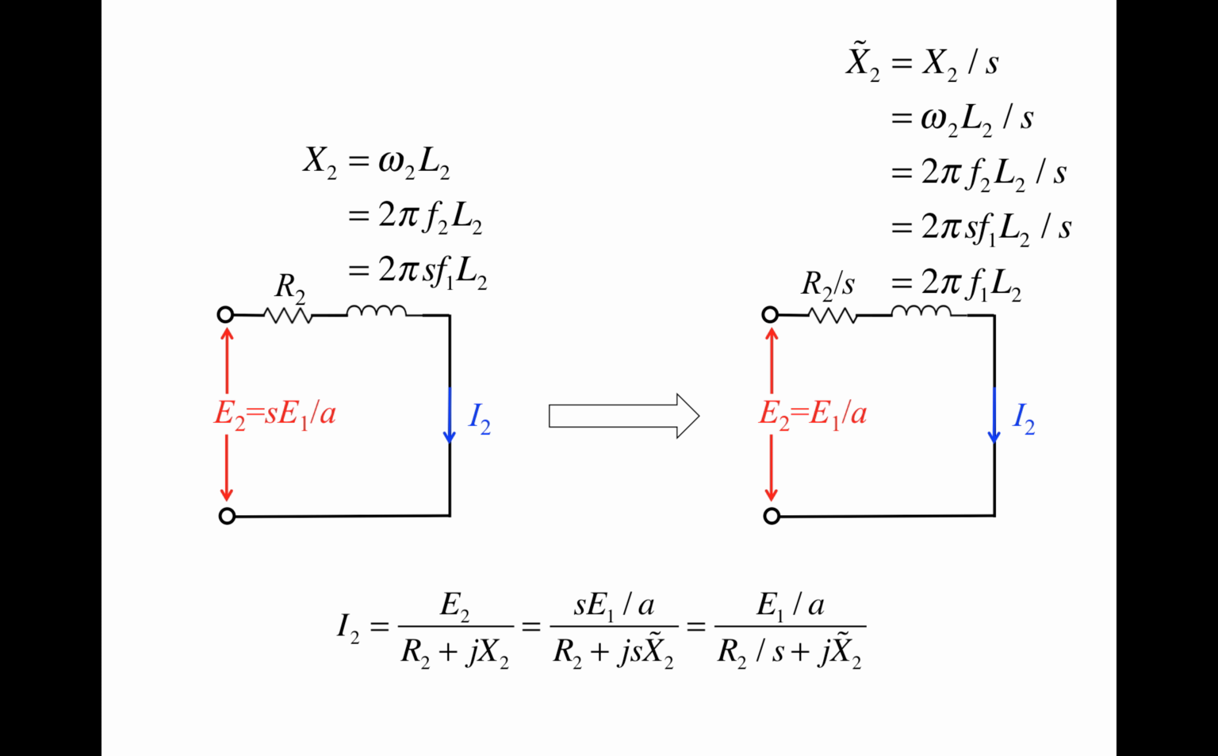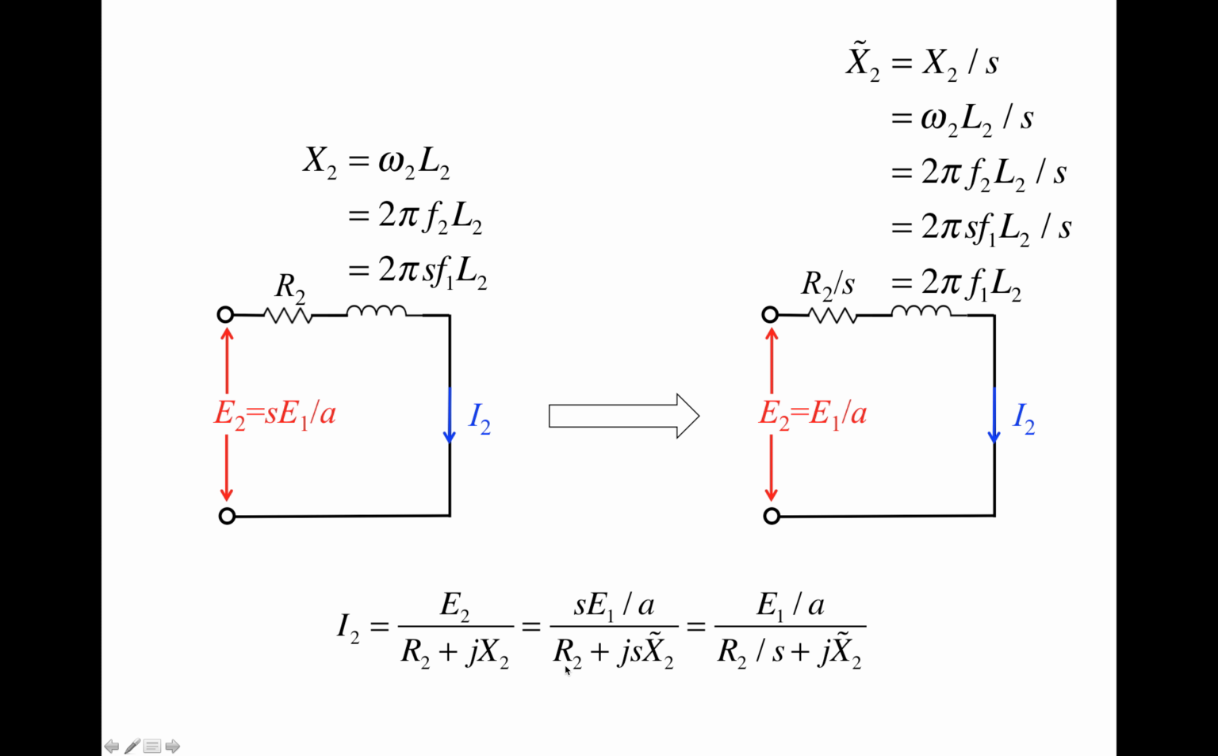So how do we represent the current here? On this left side, I2 equals what? I2 equals E2 divided by these two impedances connected in series, so it's just an addition: R2 plus J times X2. And we know that E2 equals the slip times E1 divided by turns ratio A. So S E1 divided by A. That's E2, and then divided by R2 plus JX2.